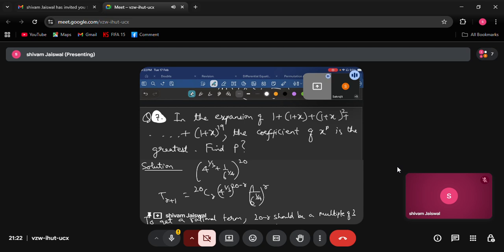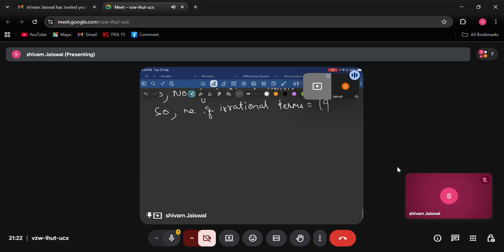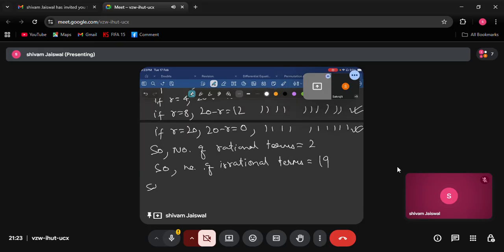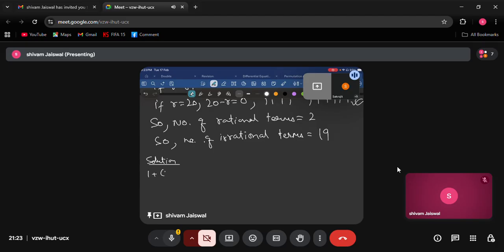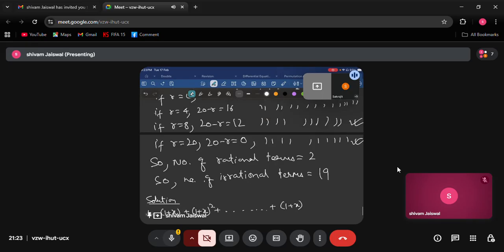Okay, everyone pay attention. In the expansion of 1 + (1+x) + (1+x)^2 + ... + (1+x)^19, what do you think this looks like? GP. Are you people able to identify GP? If you are unable to identify GP, practice more at home. (1+x)^19.